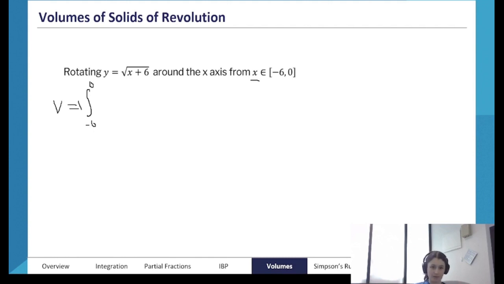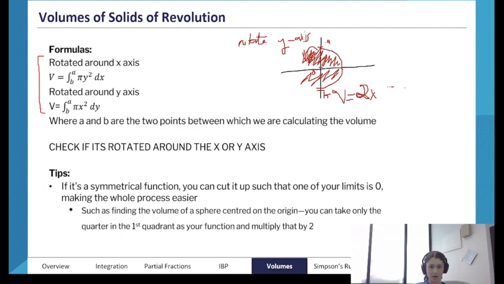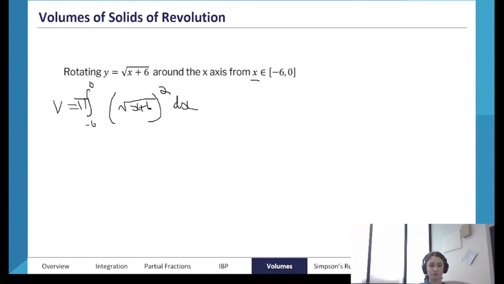We can take this pi out the front, and then in here we're going to have the function in terms of x squared dx. So we just applied our formula here. This is really useful because now those two squares cancel out, which just leaves us with the definite integral of x plus 6, which is super simple.